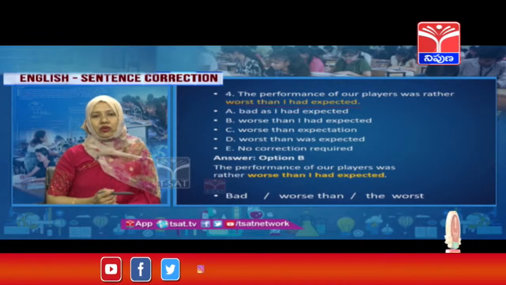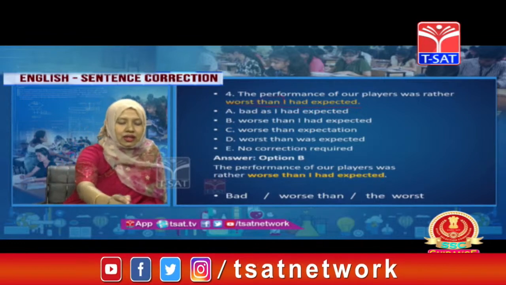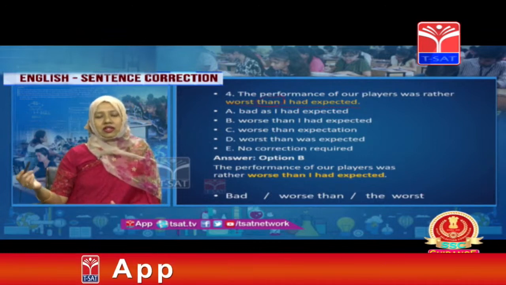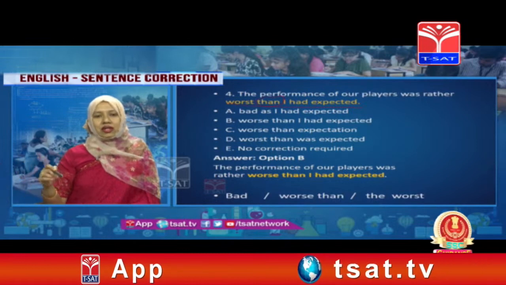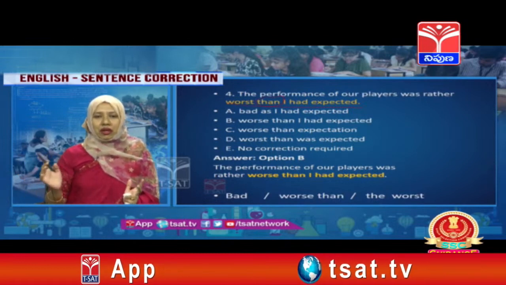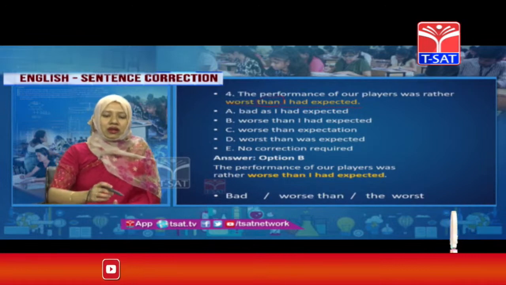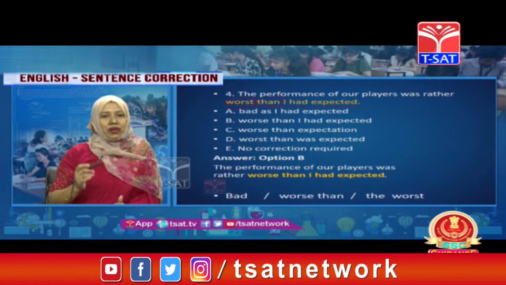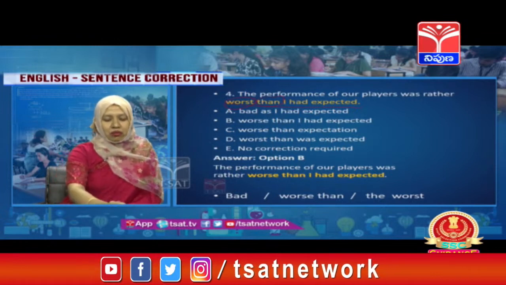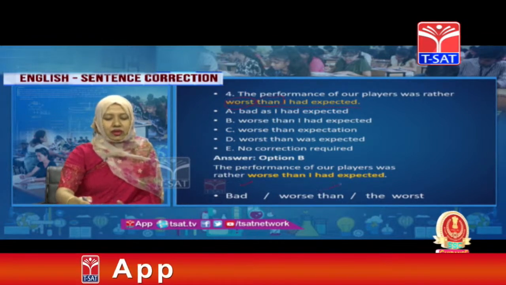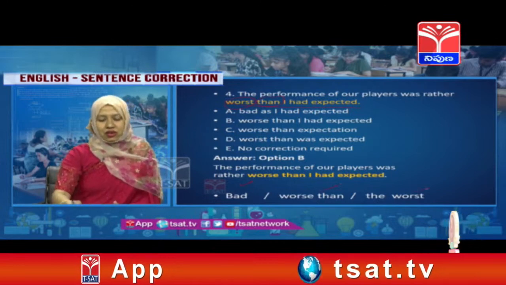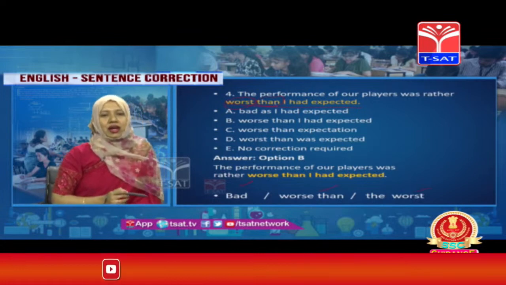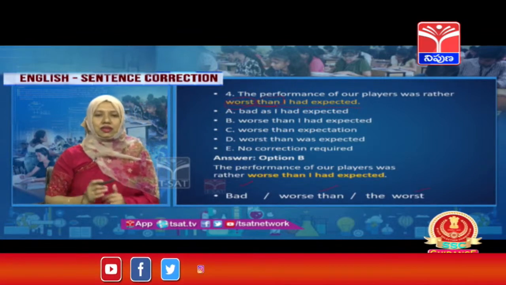Just now I have explained to you, whenever than is there, it is used in comparative degree. After greater than, shorter than, longer than, after the adjective you use than to show comparison. Here worst is the superlative degree. Bad, positive degree, worse, comparative degree, worst, superlative degree. So superlative degree and than cannot go together. There is a mistake here.